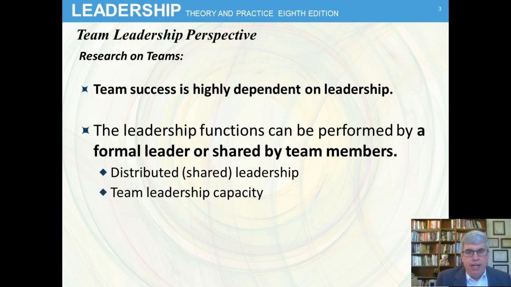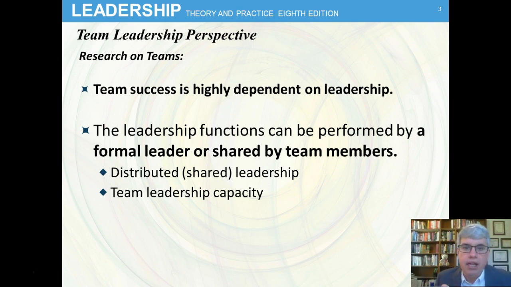So what do we know about research on teams? We know that team leadership is extremely important. The success of the team, whether the team experiences success or not, is highly dependent on the leadership in the team. And if there's good leadership, there's a good chance that the team will do well. If there's poor leadership, the team often won't do well.